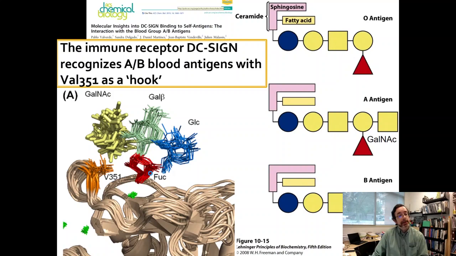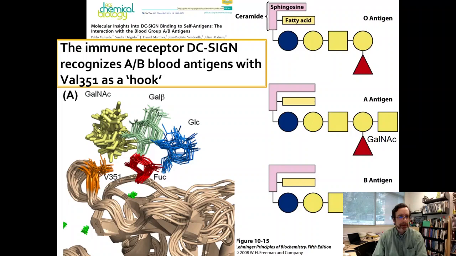It seems like it might be able to recognize the type A and B blood, but it wouldn't be able to recognize the type O blood, especially if it cares about whether this GalNAc is there or not. If it's not there at all, it's possible that this immune receptor won't be able to bind to that particular oligosaccharide.